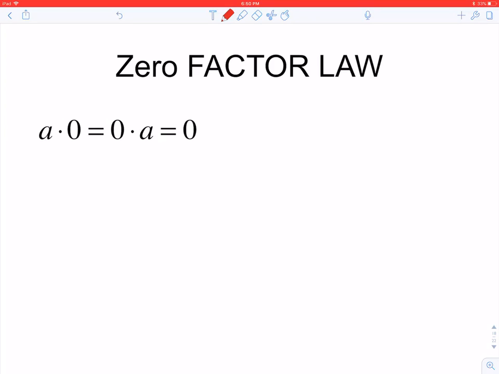Now, the zero factor law says that you can multiply any real number by 0 and you'll get 0. So if 0 is a factor in a product, then that product will be 0. Let's see, how about pi times 0 is 0? Or 100 times 0 equals 0. Even a variable, like x, x times 0 would be 0.